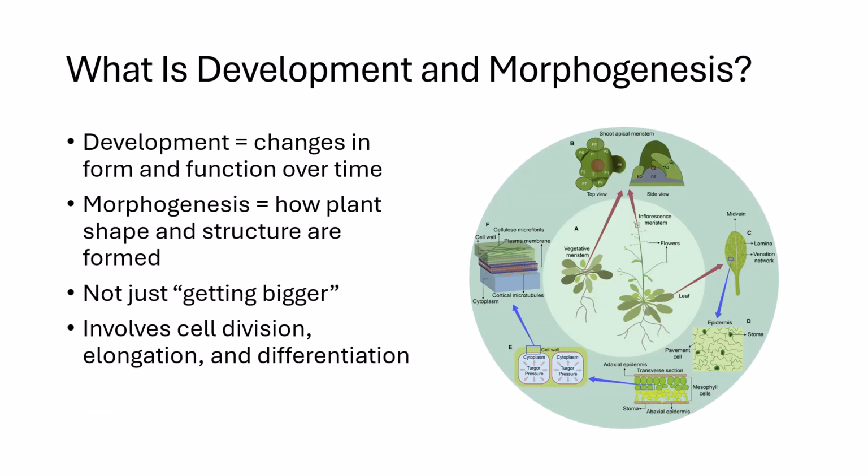When we talk about development, we're talking about how a plant changes over time, from a seed into a mature, organized organism. Morphogenesis specifically refers to how the plant's shape and structure are formed. This isn't just about getting bigger. It's about where roots form, how stems elongate, where branches appear, and how tissues become specialized. These processes depend on coordinated cell division, cell elongation, and differentiation working together.